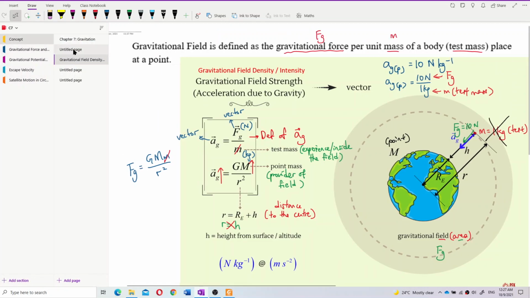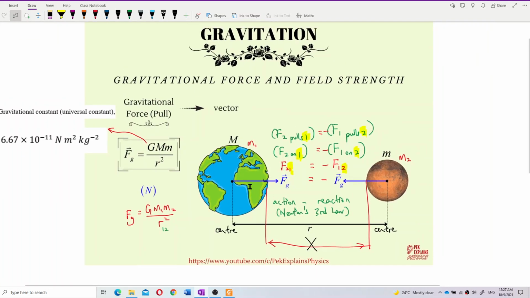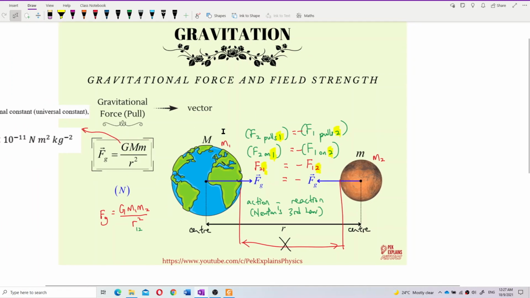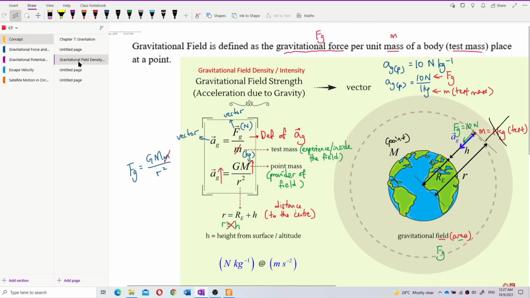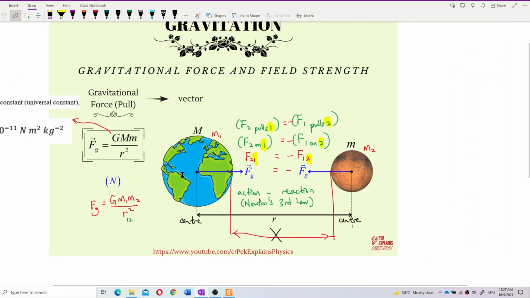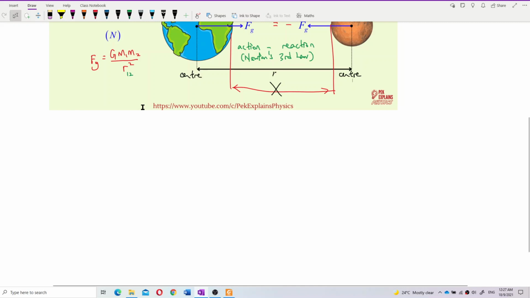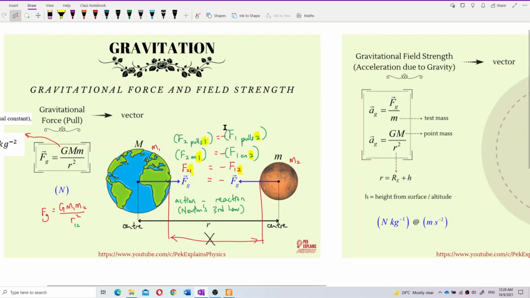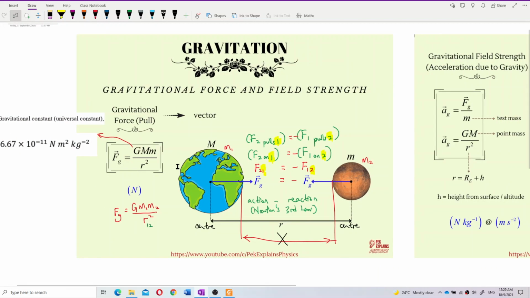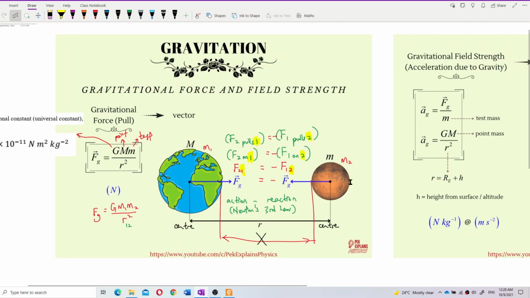How do we compare gravitational force and gravitational field strength? The difference is that for gravitational force, you must have two masses. Let me rewrite the equations here. Gravitational force has two masses: the point mass and the test mass. For gravitational force to exist, it must have the point mass and the test mass.